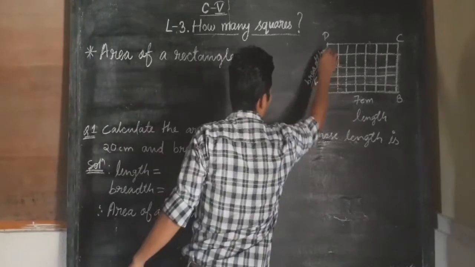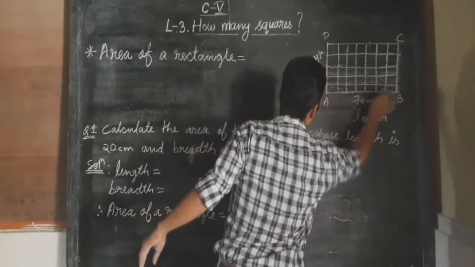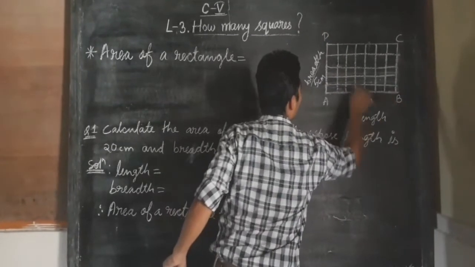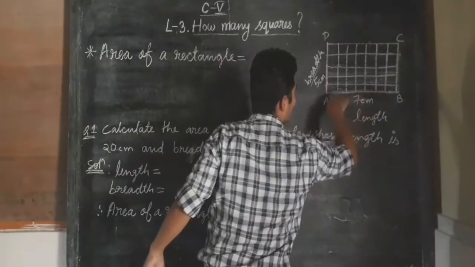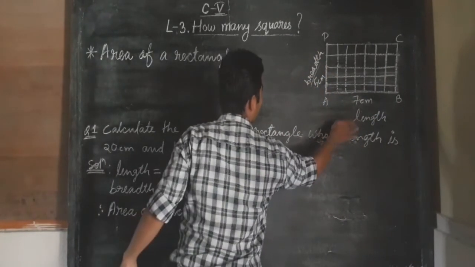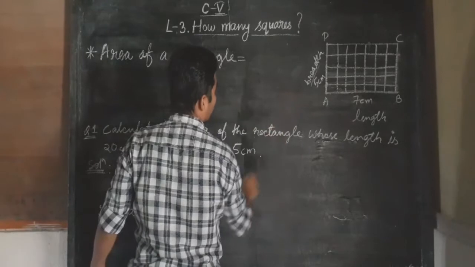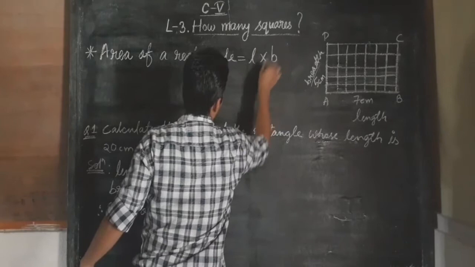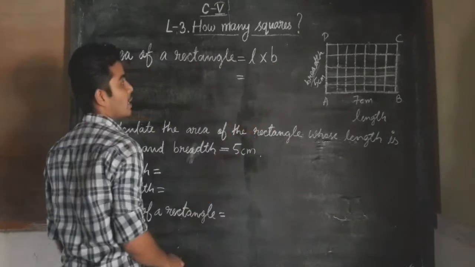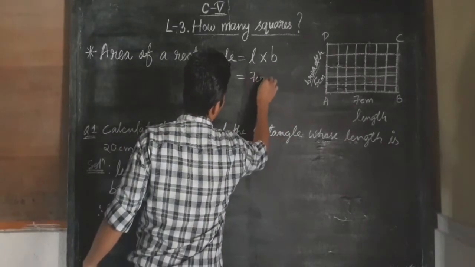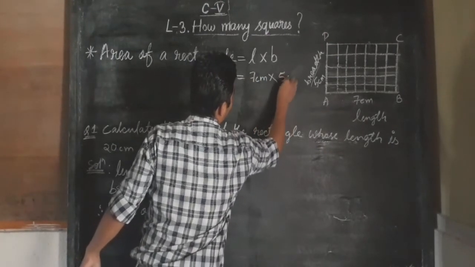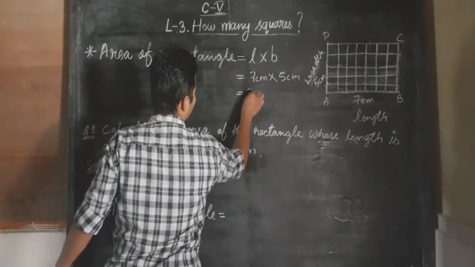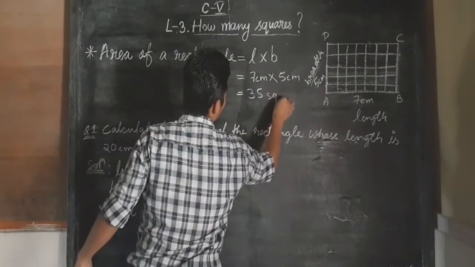So you can see in this figure, if you multiply the length and the breadth, we will get the area of this figure. You can see this is the length and this is the breadth. These are also two sides of this figure. So if you multiply the length and breadth, we will get the area of a rectangle. So length into breadth is equal to the area of a rectangle. Now what is length? Length is 7 centimeter into, what is breadth? Breadth is 5 centimeter. If you multiply 7 into 5, then we will get 35 square centimeter.